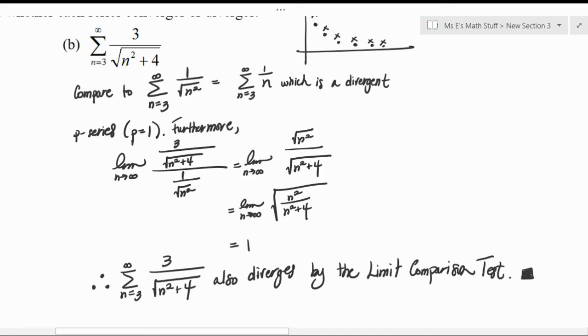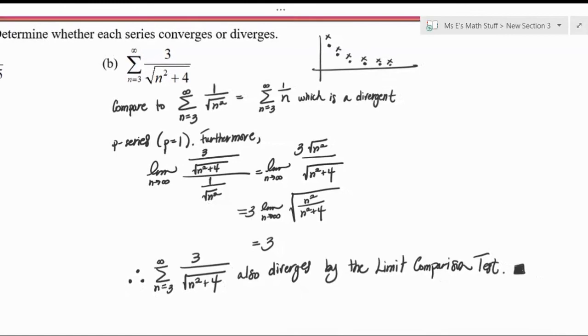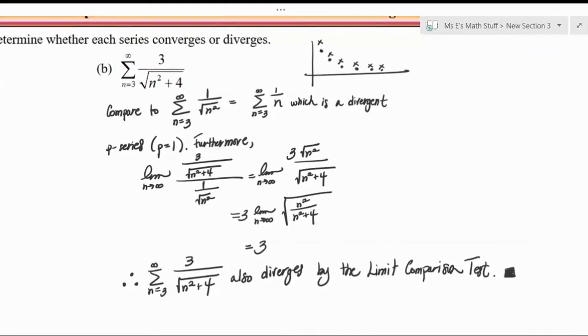I'd have a 1. And then when I flipped and multiplied, I would have ended up, oopsie, sorry, I would have ended up with a 3 here that didn't cancel out. And that 3 could have come up front. And then I wouldn't have gotten 1, I would have gotten 3, which is still something finite and positive. And so my conclusion would have still been the same. Because of the way I do them, I have a tendency to usually get 1 for my limit value, but it doesn't have to be 1. Anything finite and positive for this particular test would work.